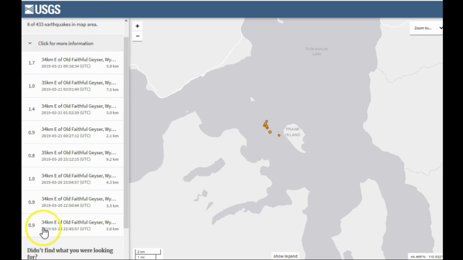First started with a magnitude 0.9, two 0.9s actually, at 2.6 kilometers and at 3.3 kilometers. Then we had a 1.0 at 4.3 kilometers in depth, 0.8 at 9.2, got much deeper right there, that's interesting, 0.9 at 2.1 kilometers, a 1.4 at 3.0 kilometers, and a 1.0 at 7.5 kilometers, and finally a 1.7 at 3.8 kilometers in depth. So the depths are all over the place, guys.